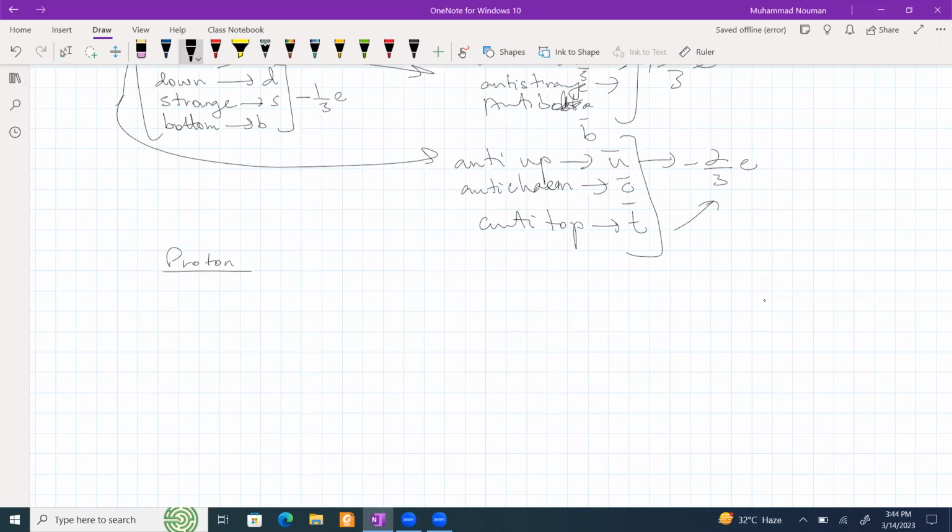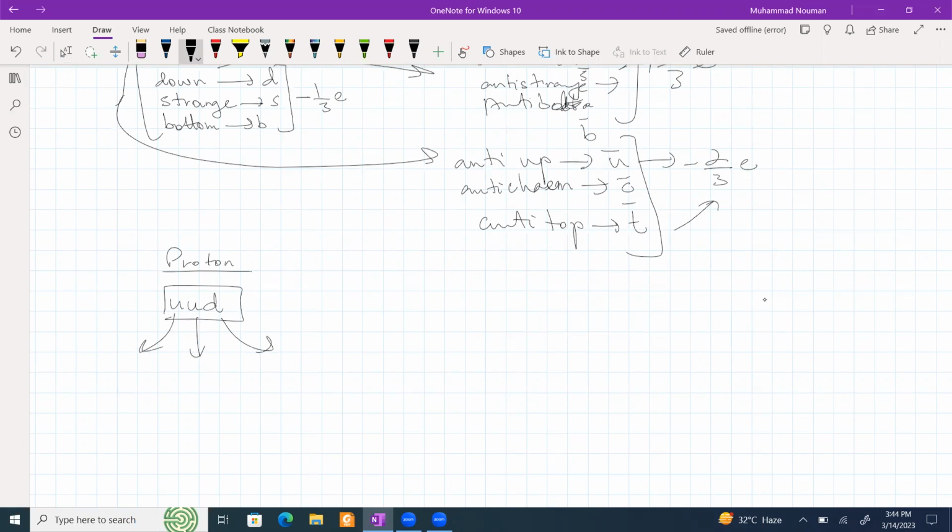First of all, let me tell you, proton has one P, one U, another U, and D. This is a proton. Proton has three quark flavors, two ups and one down. Okay, so what do you think?